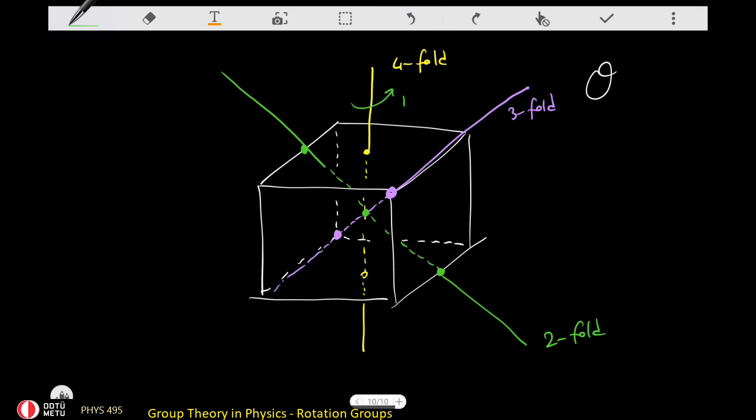And finally, all of the 180 degree rotations around these twofold axes are also conjugate to each other. But the 180 degree rotations around these twofold axes are not conjugate to 180 degree rotations around the fourfold axis. There is also the identity, which is only conjugate to itself. So if you just consider all of these possibilities, you can then identify all the conjugacy classes in there.